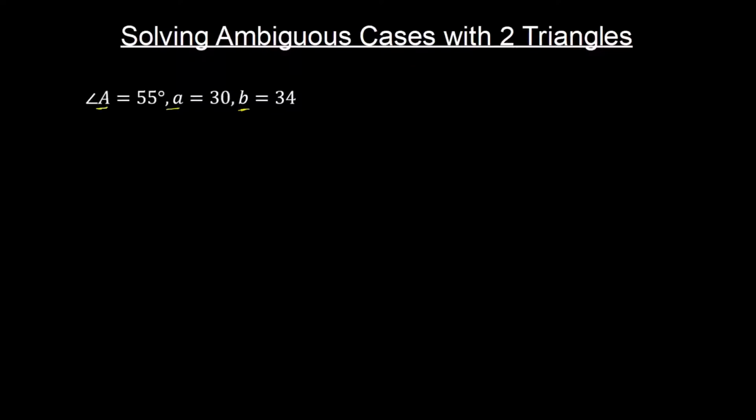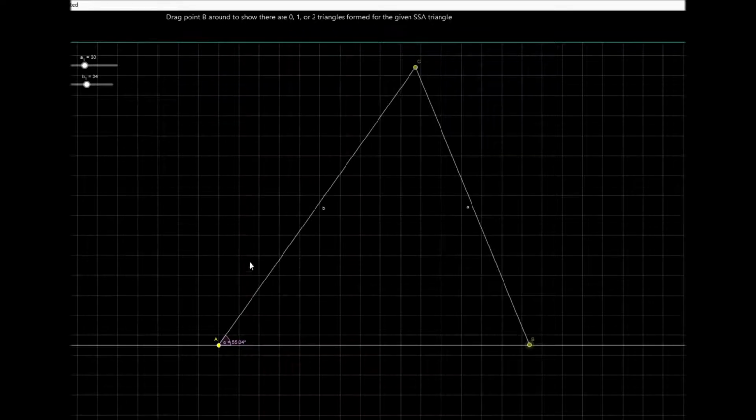If you want more proof, I'm going to go ahead and go to that GeoGebra application that I made previously, where I've already inputted this information. So you can see my angle A is 55 degrees, my side length A is 30 units, and then my side length B is 34 units.